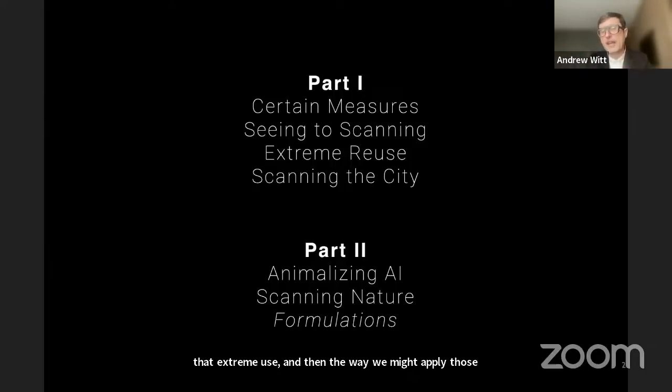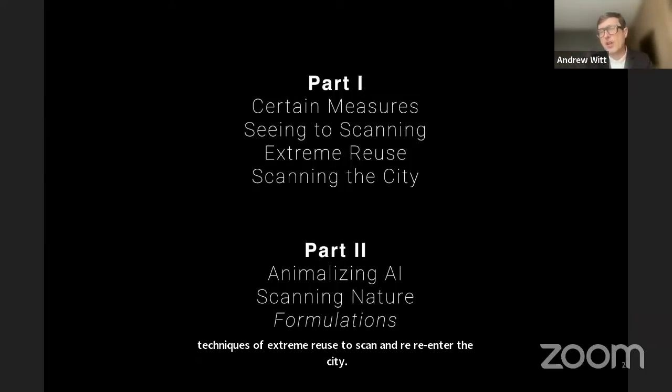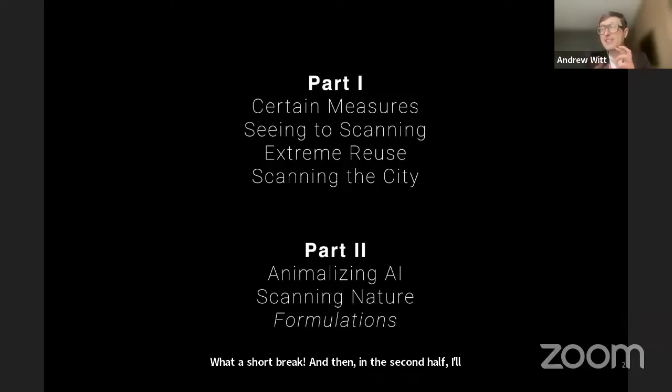We'll have a short break, and then in the second half, I'll talk a little bit more about AI as it's embedded in objects, and this notion of animalizing AI instead of humanizing it. And then we'll think about scanning not the technosphere, the space of architecture in the city, but the space of nature. And then finally, I'll try to bring those threads together with a discussion about Formulations.